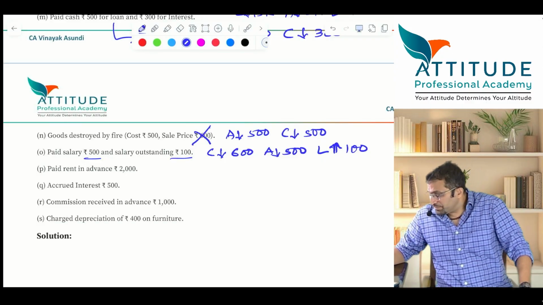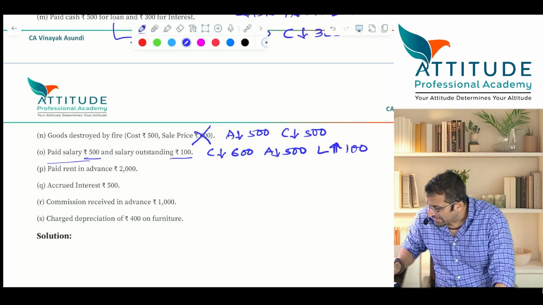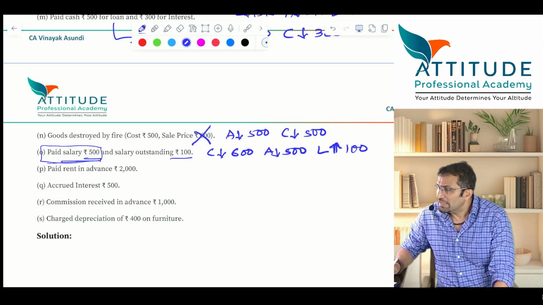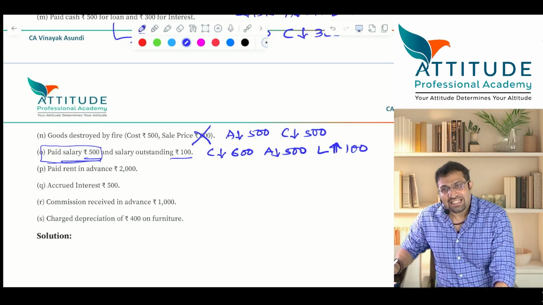Yes or no? Tell me the journal entry for this. First, paid salary 500. Tell me the entry. Salary account debit 500, to cash account 500.